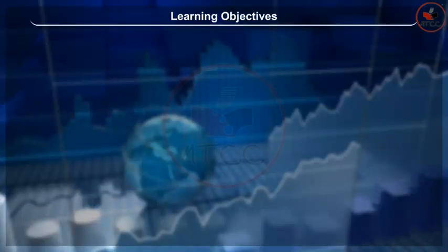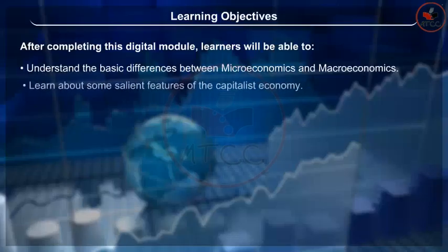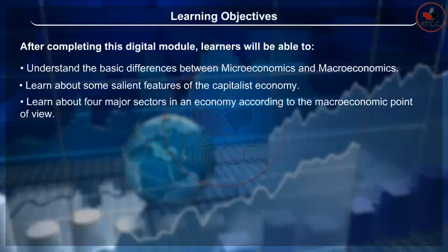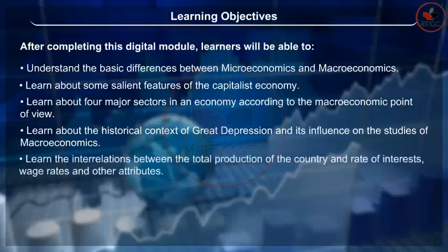Learning objectives. After completing this digital module, learners will be able to understand the basic differences between microeconomics and macroeconomics, learn about some salient features of the capitalist economy, learn about four major sectors in an economy according to the macroeconomic point of view, learn about the historical context of the Great Depression and its influence on the studies of macroeconomics. Learn the interrelations between the total production of the country and rate of interests, wage rates, and other attributes.